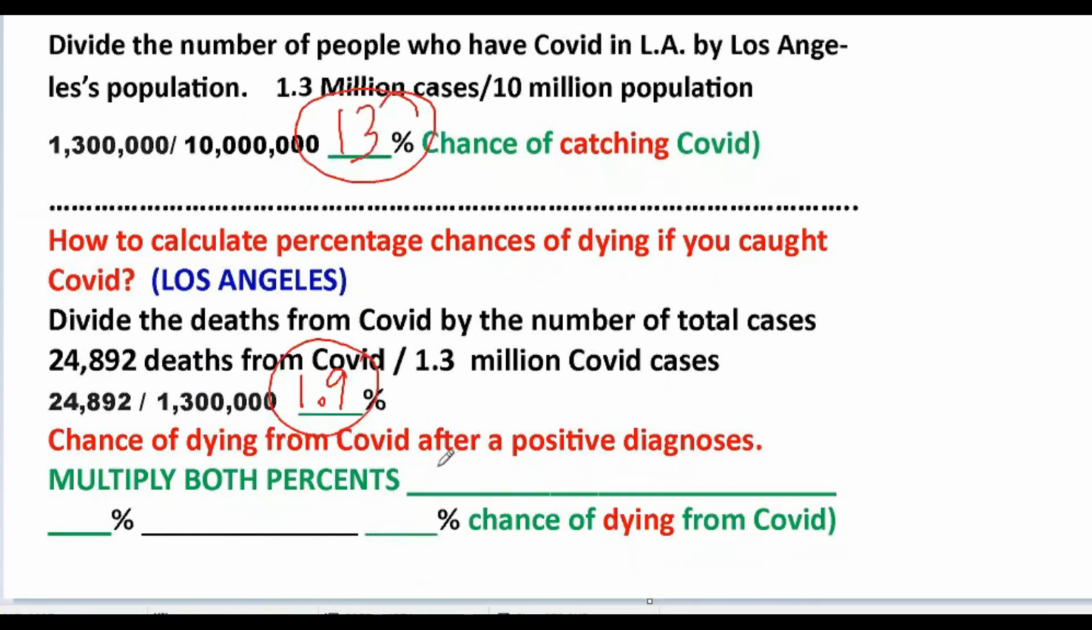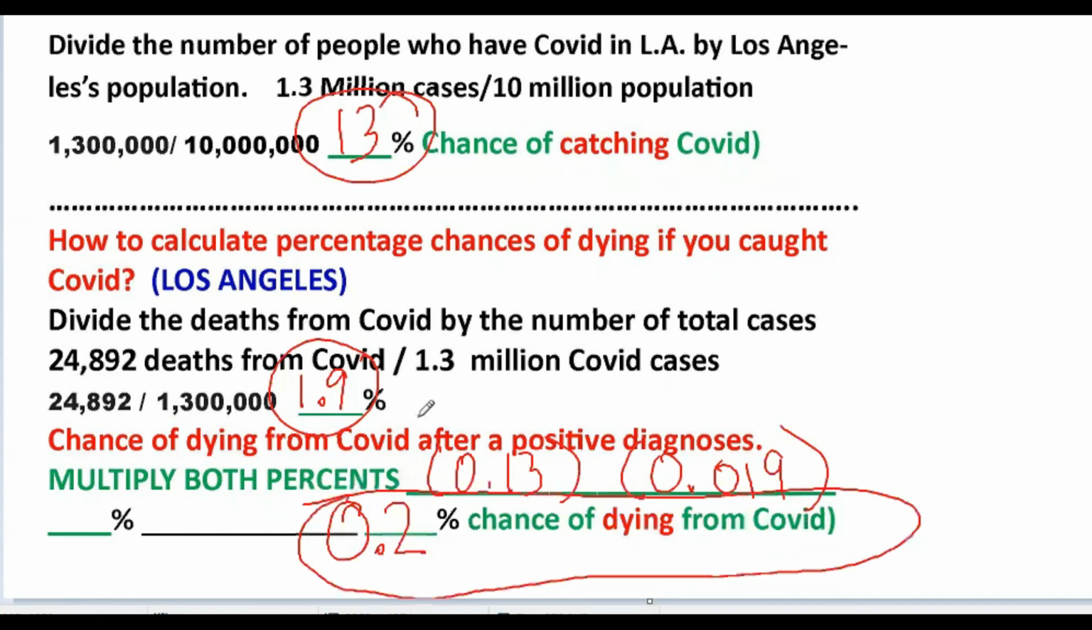Remember, we have to multiply both of these two right here, changing them into decimal forms to figure out the final percentage. And so if we do that, we have 0.13 times 0.019. And if you do your math correctly, you come up with 0.2% chance of dying from COVID in Los Angeles. If you get the positive diagnosis, you have a 0.2% chance of dying. That is the percentage.